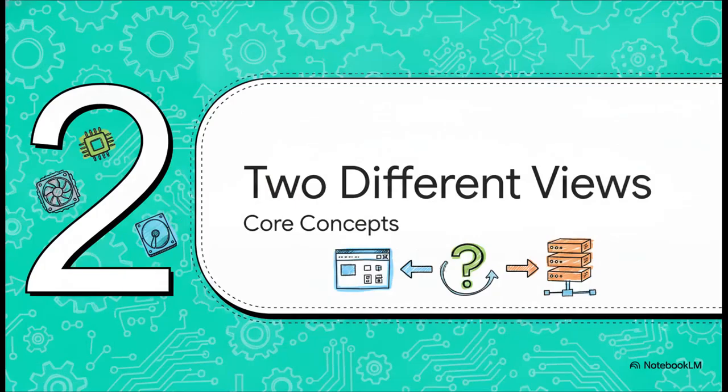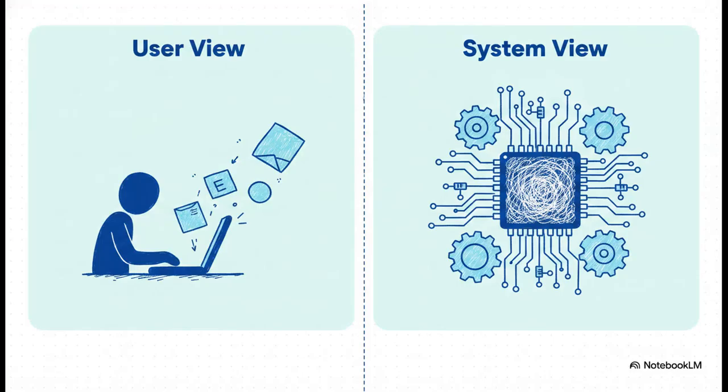Moving right along to Section 2, Core Concepts. 2 different views. Because there are always 2 sides to every computing question, we really have to look at how different groups interact with this software boss. We can basically divide this up into the user view and the system view.